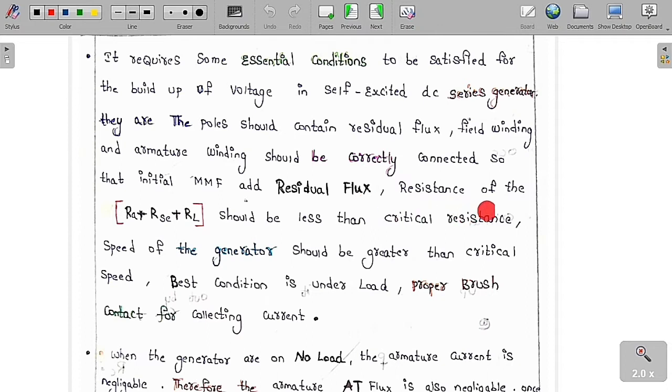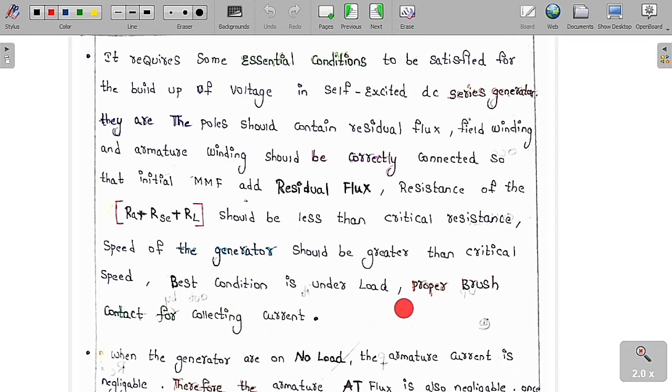It is also the same. For a DC series generator, we always have to connect a load. So RA plus RSC plus RL should be lesser than the critical resistance, whereas in the previous case RF should be less than RC. And the speed of the generator should be greater than the critical speed, which is also the same as the previous one.